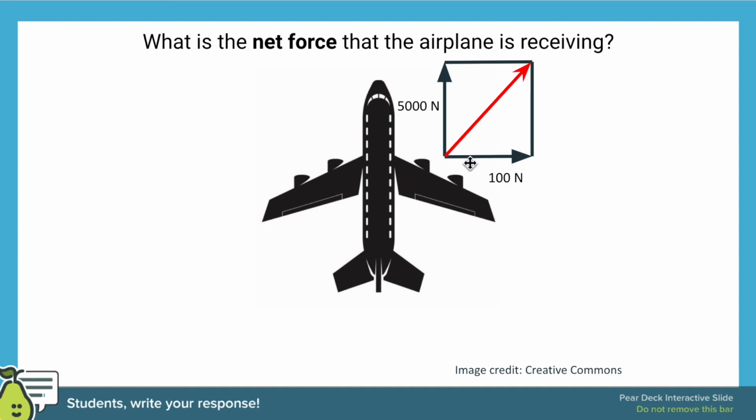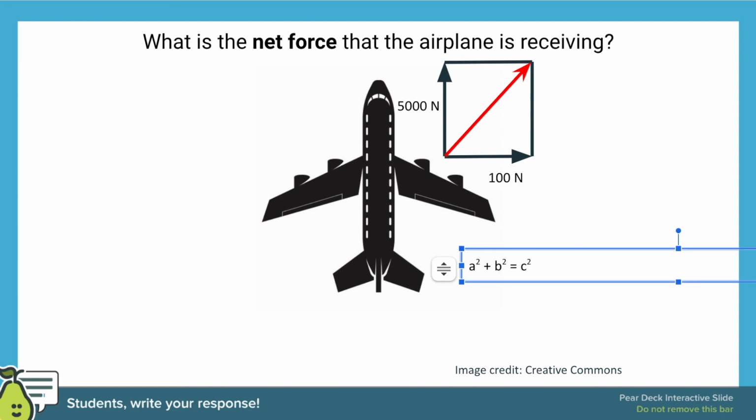Well, since this is a rectangle, that means all these corners are 90 degrees. So this right here is a right triangle. We know its height, 5,000 newtons, and its base, 100 newtons. And this is the hypotenuse. If you want to figure out the hypotenuse, all you need to do is use Pythagorean theorem. So Pythagorean theorem is a squared plus b squared equals c squared, where a and b are the two sides of the rectangle, and c is the hypotenuse.